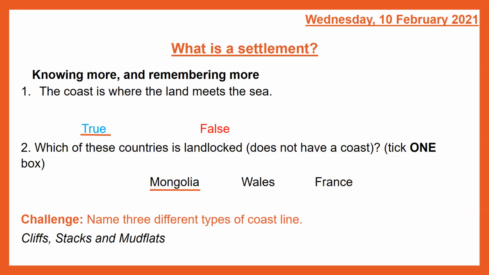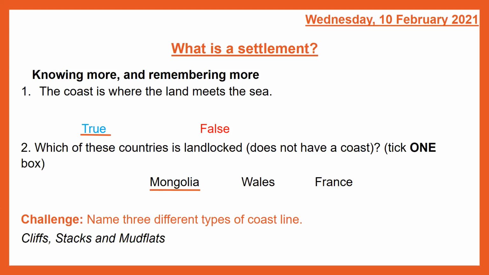Question 2, which of these countries is landlocked, which means they do not have a coast? Well, we know Wales is in the United Kingdom and France is in Europe, and both of those 2 countries are by the coast, by the sea. So that would mean that the only other alternative is Mongolia. And we did look at that in one of our lessons. It is a landlocked country, which means it's surrounded by other land and doesn't have any coast at all.